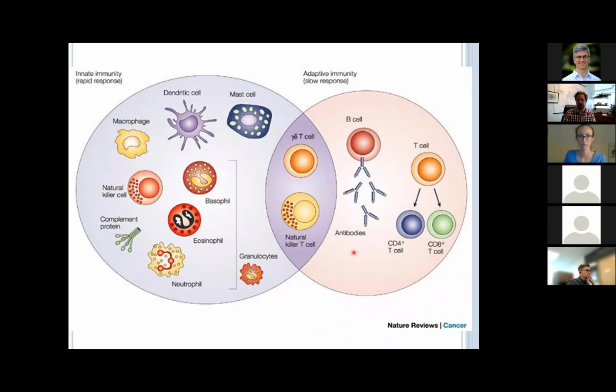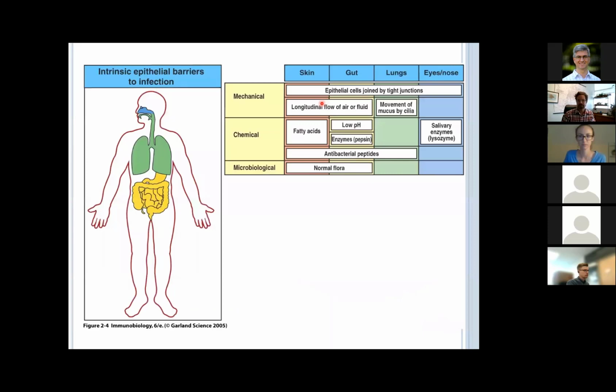In contrast, on the adaptive side, you have the classic B cells and T cells. B cells make antibodies. T cells come in CD4 and CD8 flavors. And then bridging these two, you have these innate lymphocytes, which include gamma delta T cells and natural killer T cells. These are T cells, but they aren't particularly specific. So they respond to more pan type signals that are not characteristic of any individual pathogen.